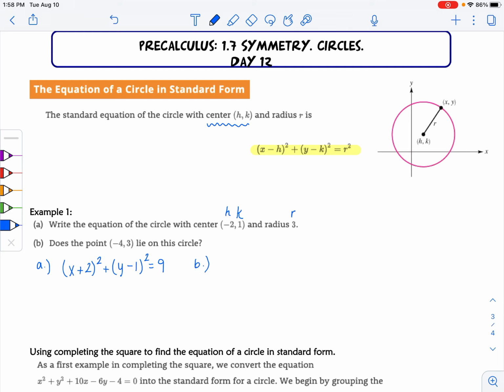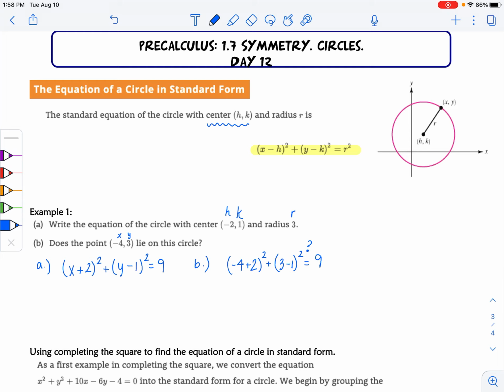Part B is now asking, does the point (-4, 3) lie on that circle? So in a way, it's asking this point right here, (x, y), or (-4, 3), is that on the actual circle? Well, the best thing is I have this equation, and I have an x and a y. This is the x, this is the y, and we'll see if it's still a true statement. Instead of x, put negative 4. Instead of y, put 3, because that's what it's asking to see if that's on there. And I'm going to put a big question mark. Does the right equal the left?